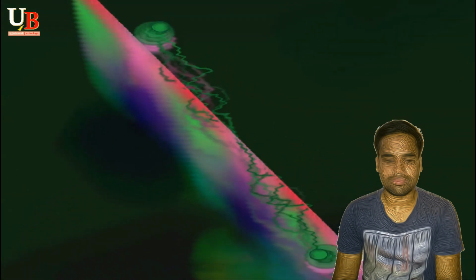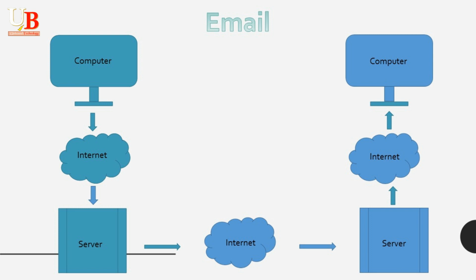When we click on the send button, it goes to the mail server of our email service provider, and from there it goes to the receiver's server. This process includes different protocols. And from there it goes to the receiver's inbox. In this process the mail reaches its destination. In this way email works.